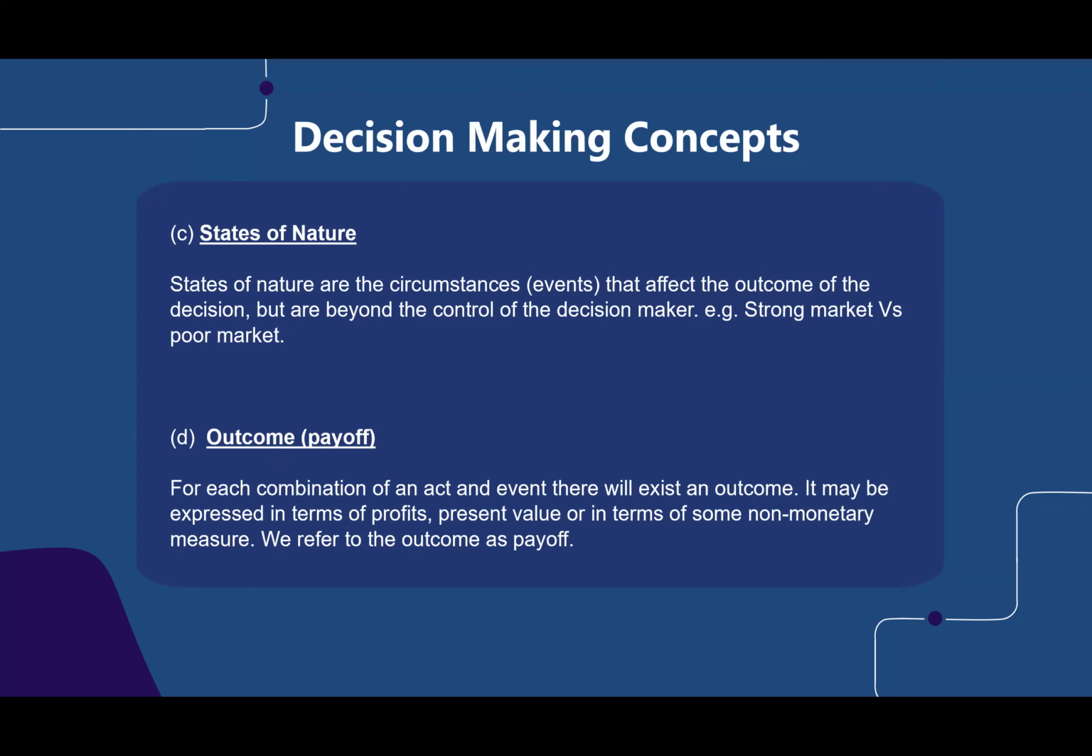Then we have the states of nature, which are the circumstances that affect the outcome of the decision, but are way beyond your own control, like high demand, low demand, poor market, strong market. Those are states of nature. There's nothing you can do about them, but you find that they actually affect the decision-making process altogether. Then the outcomes is the payoff that you get from the decision that you make. We all know that each decision that we make has an outcome, or what we call a payoff.